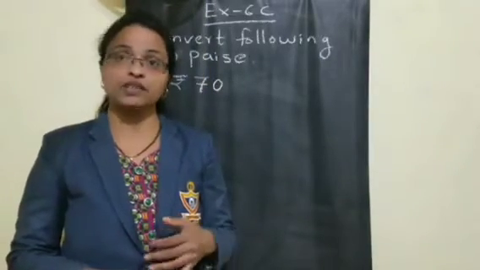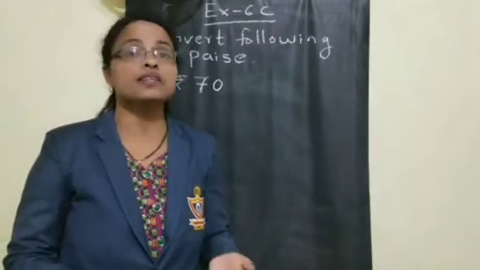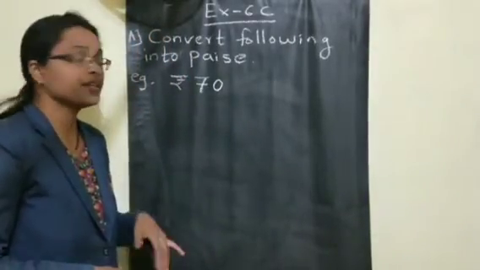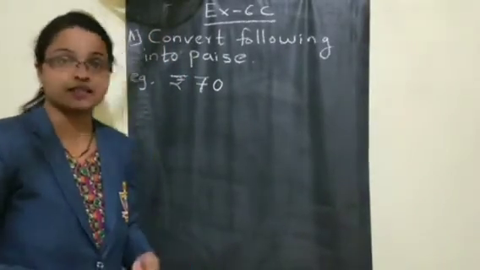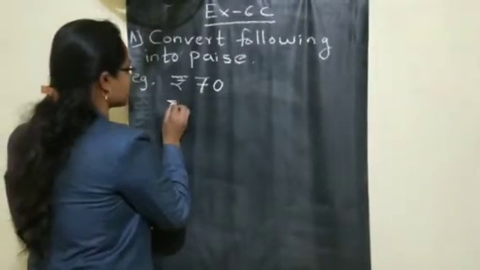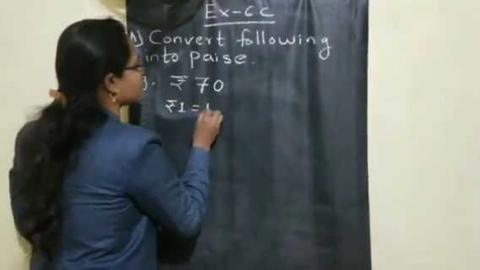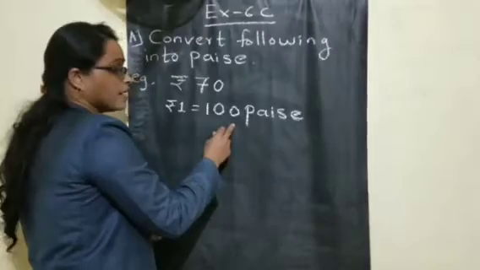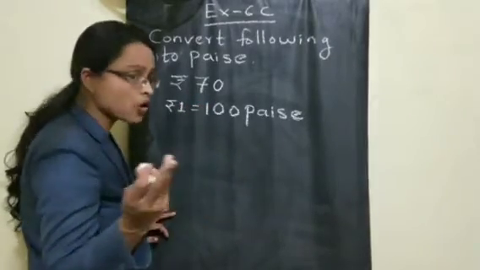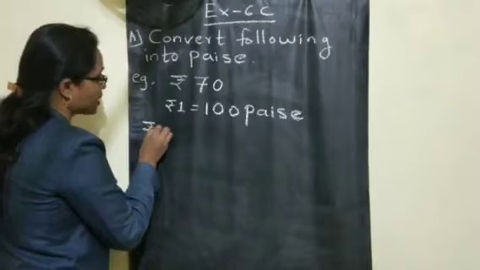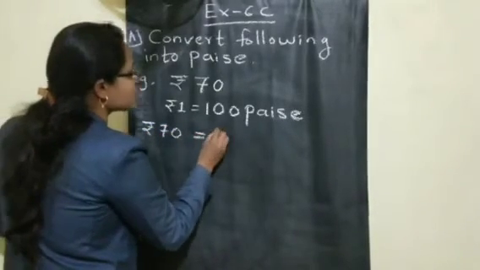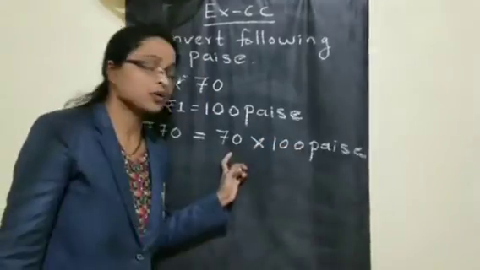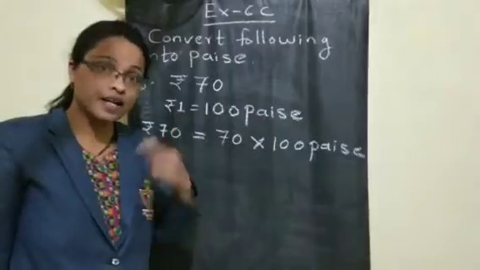2 rupees is equal to 200 paise. 3 rupees is equal to 300 paise, and so on. So rupees 70 we have to convert into paise. First we have to write rupees 1 is equal to 100 paise. If rupees 1 is equal to 100 paise, then rupees 70 is equal to how many paise? So what you have to do? You write rupees 70 is equal to 70 multiplied by 100 paise. We have to multiply the rupees with 100 paise.